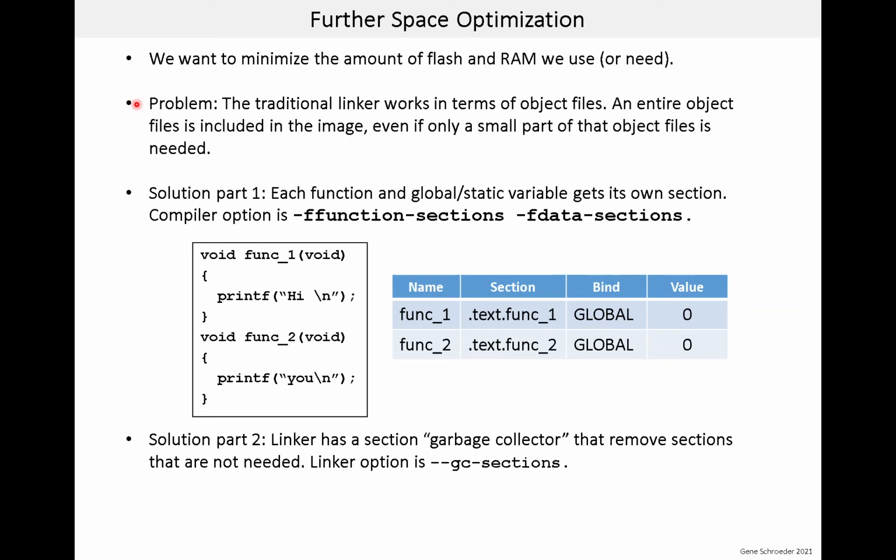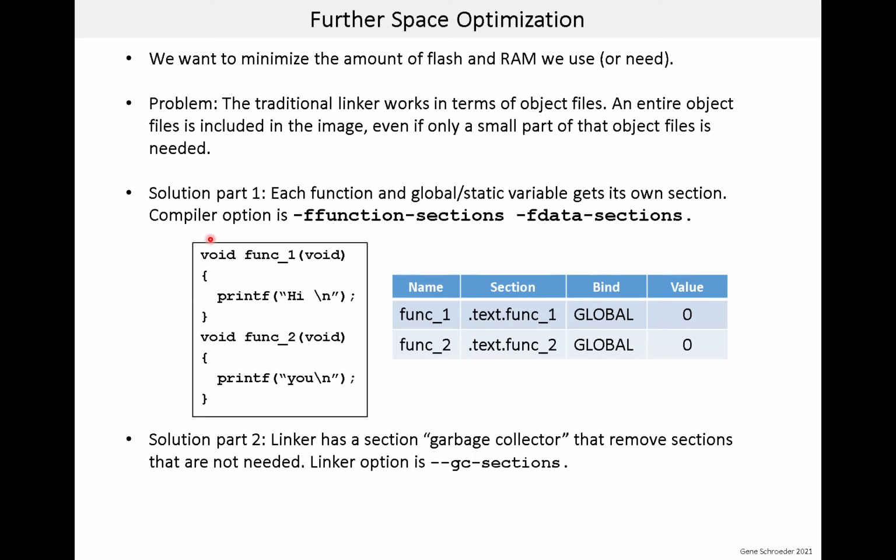The problem is this: the traditional linker works in terms of object files, but an entire object file is included in the image even if only a small part of that object file is needed. The solution to this has two parts. In part one, each function and global or static variable gets its own section.